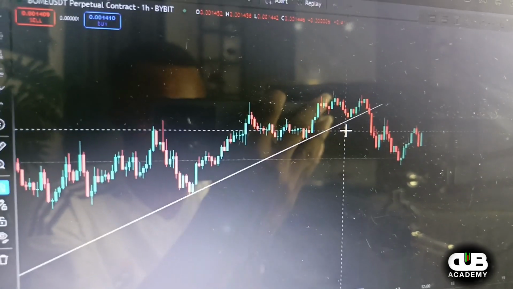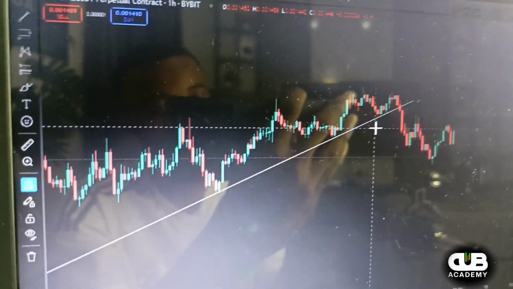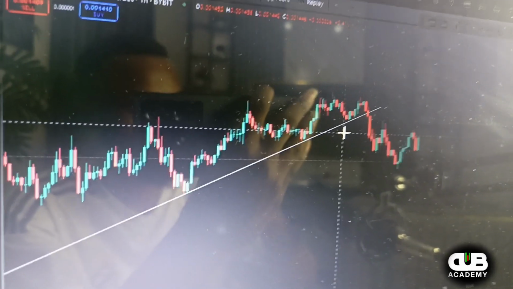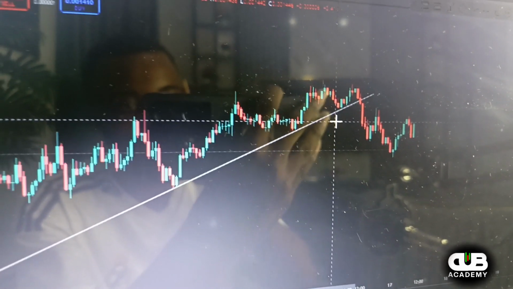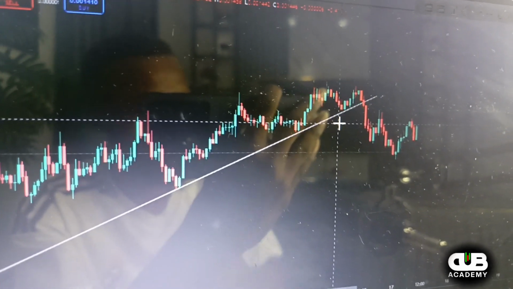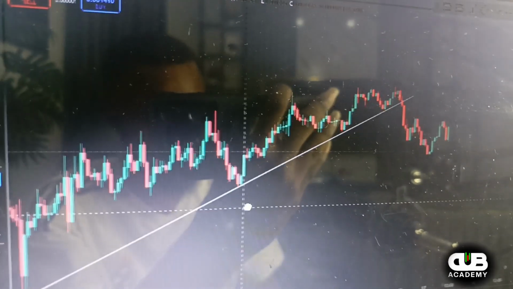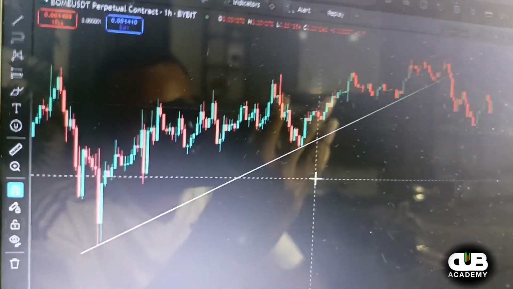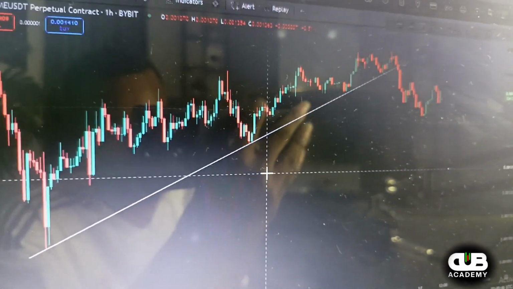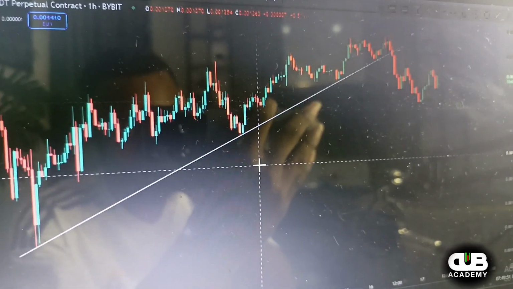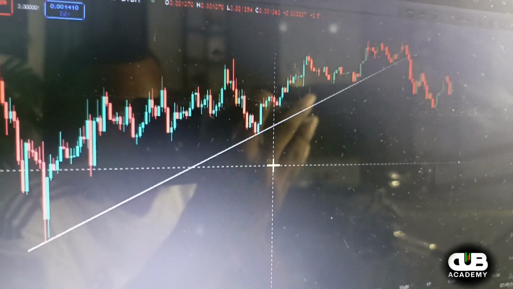Now, of course, the psychology behind a trend line is that when we have multiple touches on the trend line, that means we are anticipating the price to break out to the downside, or to the upside if the market is in a downtrend. But in the case of an uptrend like this, we are anticipating the market to give us that change of structure or change of character, which means it's most likely to break out. That's the psychology behind multiple touches on the trend line, right?